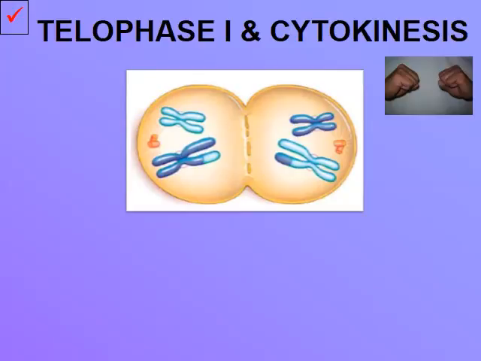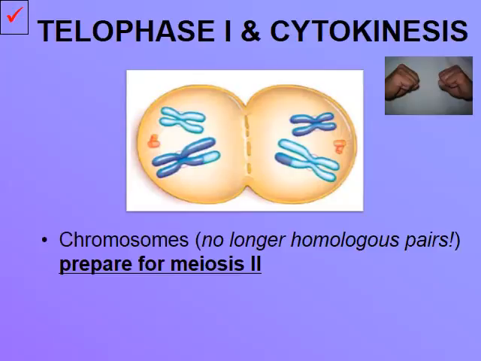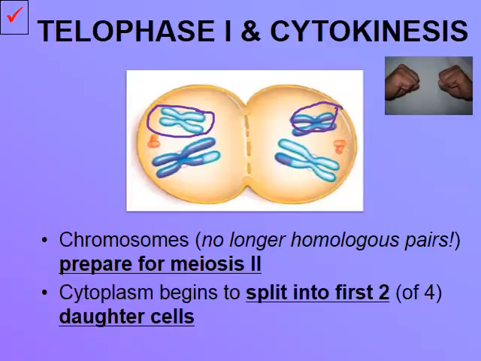Then we finally hit telophase 1 and cytokinesis. Here, the chromosomes are no longer homologous pairs, because as you see, now we have one on this side and one on this side. They're no longer paired up with each other. Once this happens, the chromosomes then prepare for what we call meiosis II. And the cytoplasm will then begin to split into the first two of 4 daughter cells. So, after we go through telophase, we'll start to go through cytokinesis and split the cells up into 2.